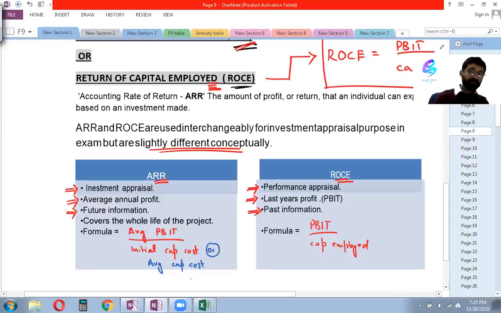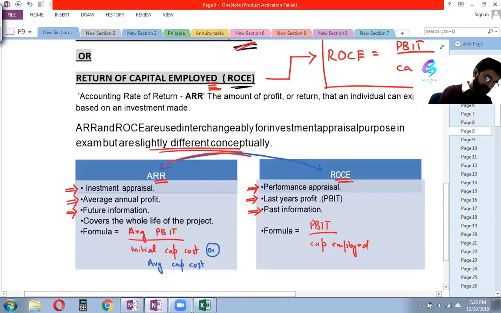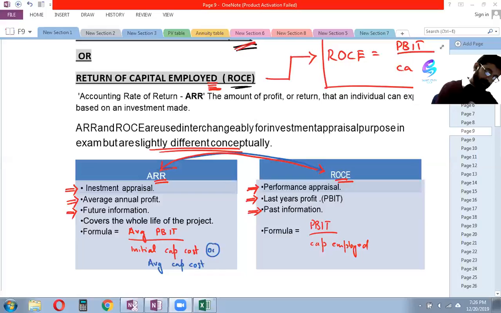So they are slightly different conceptually, but it doesn't mean that if your examiner is asking you to calculate return on capital employed, you're going to tell the examiner that, well, they are slightly different, and then explain. No. If your examiner is asking you to calculate return on capital employed, basically, the examiner is saying to calculate ARR. That will be the same thing for investment appraisal, right? Is everyone clear on this?